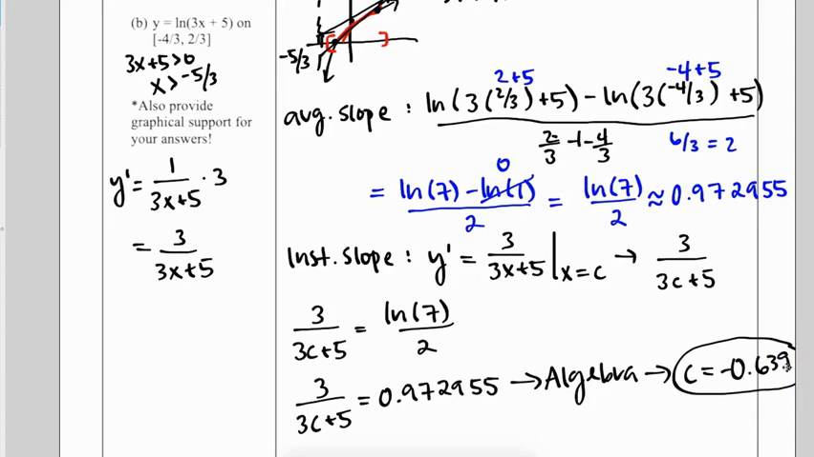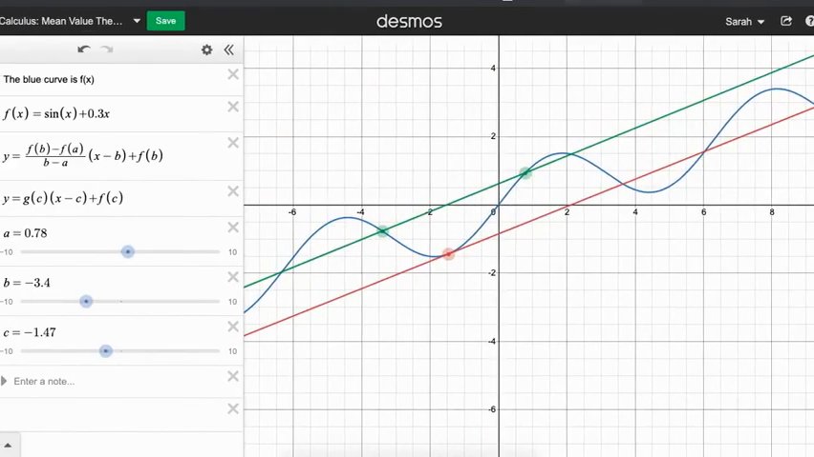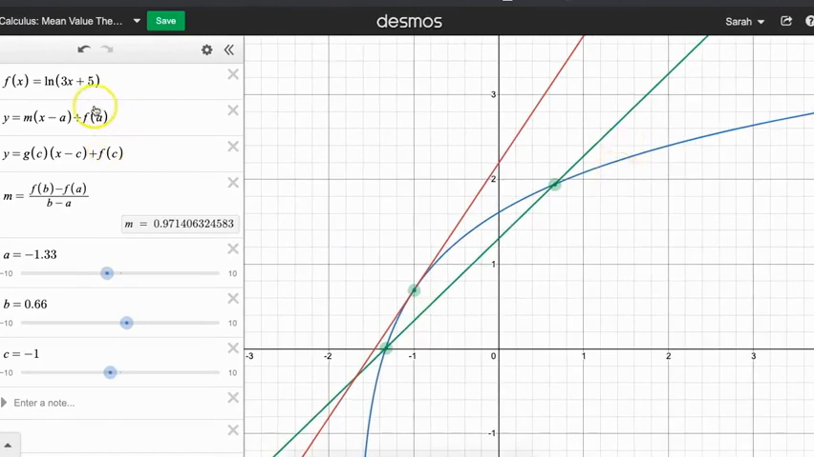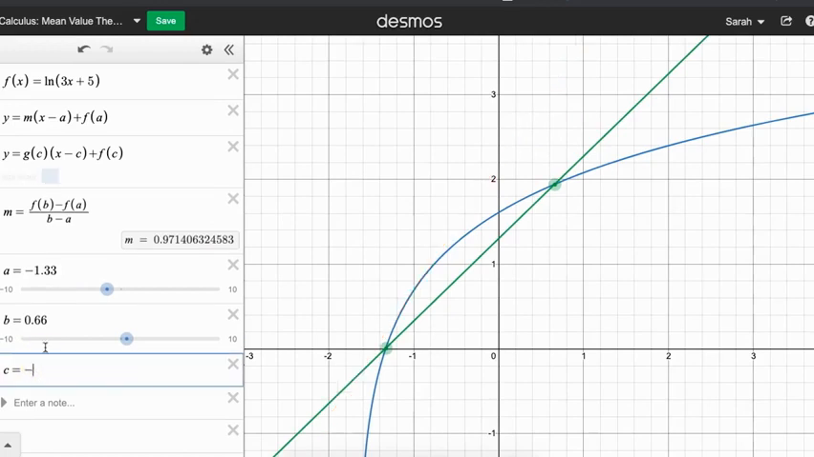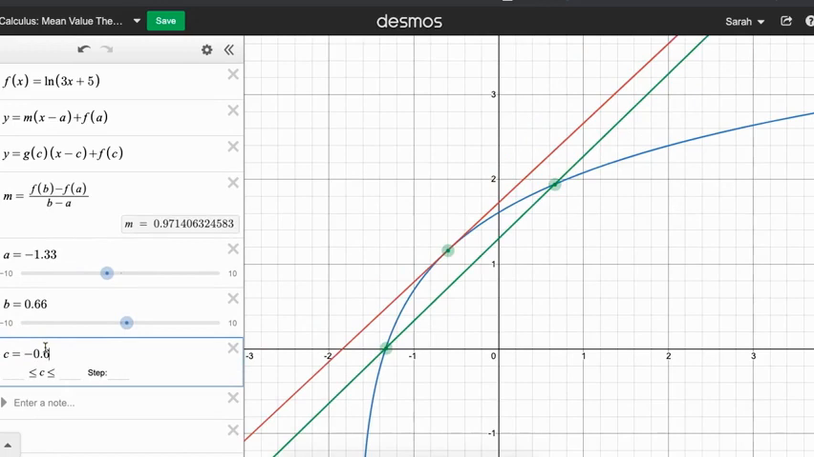All right, so we just did this. Let's see what this actually looks like on our graph. So I'm going to come over to Desmos, and I have our function, the natural log of 3x plus 5. I have our secant line, and I have it for both of our interval values. So this was 2/3, this was negative 4/3, and so here's our secant line. And so we found a value of c that was negative 0.639, where our slopes were the same. And hey, look over here, this was our slope as a decimal, 0.9714, pretty close, because we approximated our values here.